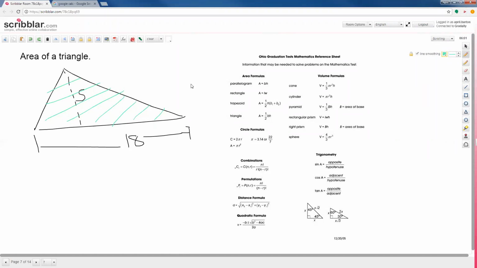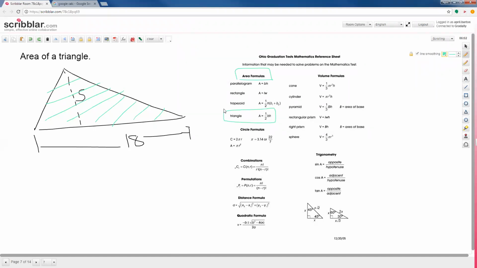So you'll notice I added in the reference sheet. This is the sheet you actually get on the OGT. You may want to download it yourself and become very familiar with it. It's good to know how to use this. And you'll see they specifically have an area formulas column. So on our area formulas, we can go down to triangle.